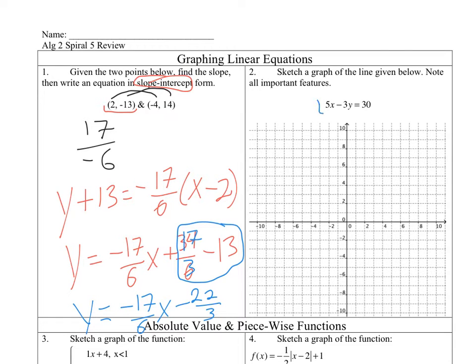Sketch a line using this information. Okay, that looks to me like standard form, which means I'm going to make an xy table and set some zeros for x and y. This is a strategy that's really helpful for you to recognize. If I plug in 0 for x, that means my y is going to be negative 10, because negative 3 times negative 10 is positive 30. So 0, negative 10 is down there. If I plug in 0 for y, I get 5x equals 30, so x equals 6. That means my x-intercept is up there. My line goes through those 2 points, and I've identified both my x and my y-intercept.